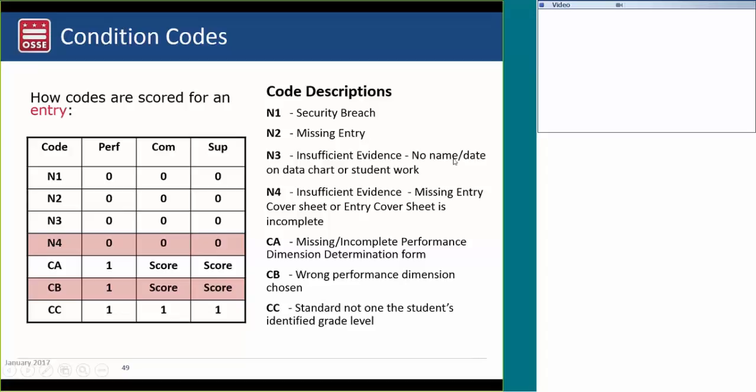N3, no name or date on the data chart or student work. Again, that results in a zero. If we don't know who the kid is, and we do not assume that just because it's in George's binder, if there's no name on the data collection sheet, we do not assume it's George's work. So make sure you put the name on everything. N4, okay, this was the one that was a pretty significant issue recently. Missing entry cover sheet or the entry cover sheet is incomplete, and it was about the incomplete entry cover sheet. It was not about the entry cover sheet being missing.